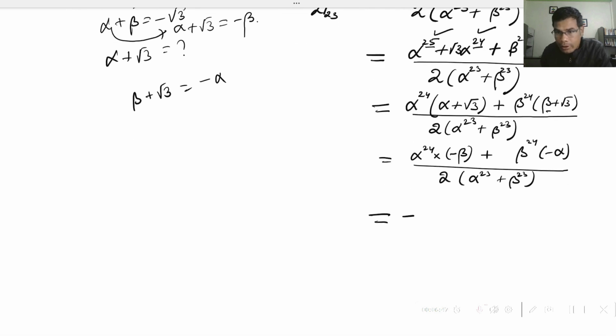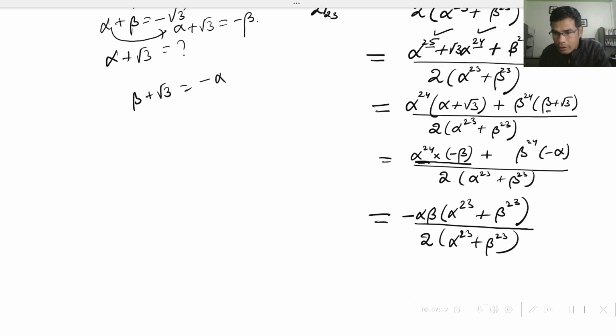So now the negative is common, we can take it common, and 1 alpha and 1 beta we can take common. So what is left? Alpha to the power 23 is left from the first term, plus beta to the power 23 is remaining from the second term, and this whole thing is divided by alpha to the power 23 plus beta to the power 23. So this whole thing gets cancelled, which is equal to minus alpha beta.